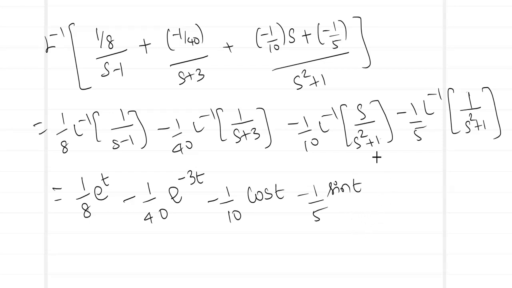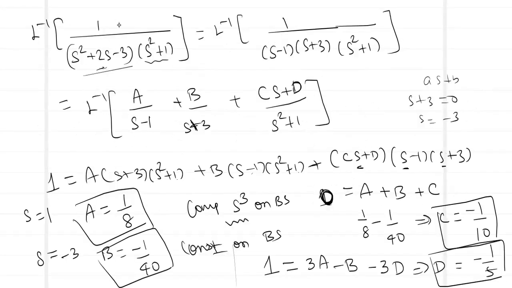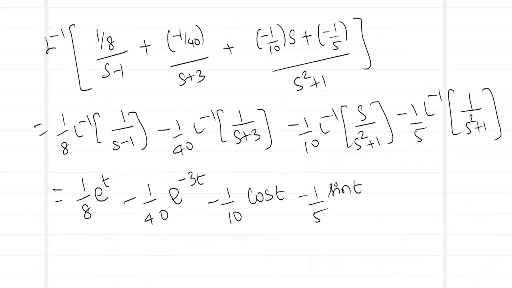So this completes the Laplace inverse of the expression 1 by s square plus 2s minus 3 into s square plus 1. Thank you.